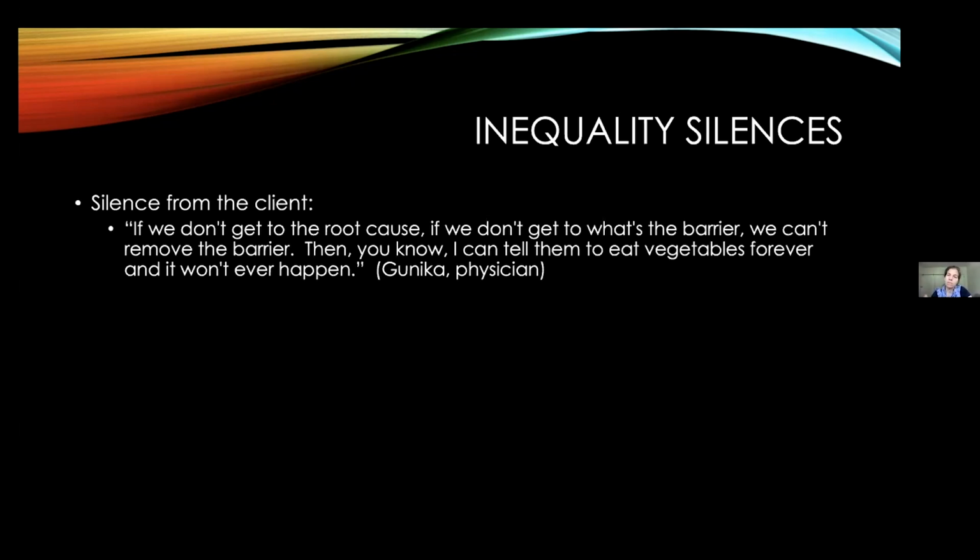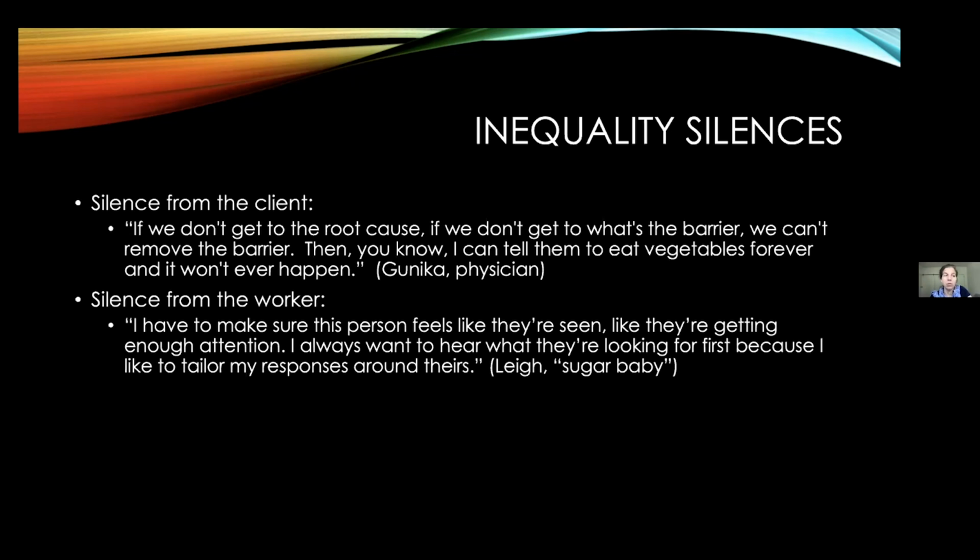Other workers who feel themselves on the other side of advantage silence themselves, shaping the kind of mirroring or reflecting they can even provide. So Lee Simpson was a college student who worked as a waitress and intern, and also a sugar baby, which is an ill-defined role somewhere between being a paid companion and a sex worker. And she was explicit. Her sugar baby work was a performance, one matched to whatever the other wanted. So she said, "I have to make sure this person feels like they're seen, like they're getting enough attention. I always want to hear what they're looking for first, because I like to tailor my responses around theirs."